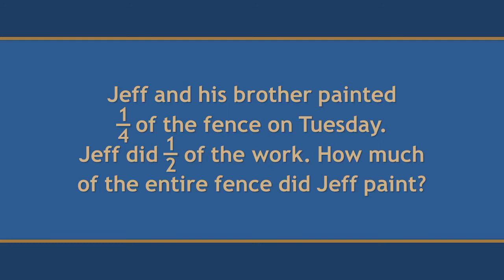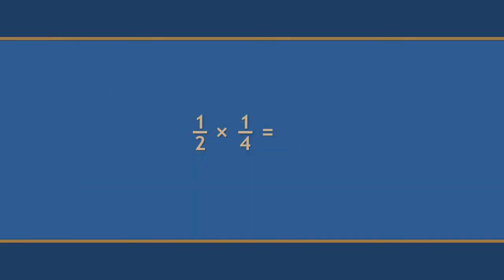Jeff and his brother painted 1/4 of the fence on Tuesday. Jeff did half of the work. How much of the entire fence did Jeff paint? So we're going to set up this equation in order to figure out our answer. We have 1/2 times 1/4, okay? We found out that Jeff did half of the work and they painted 1/4 of the fence. So we're going to multiply those two fractions together.